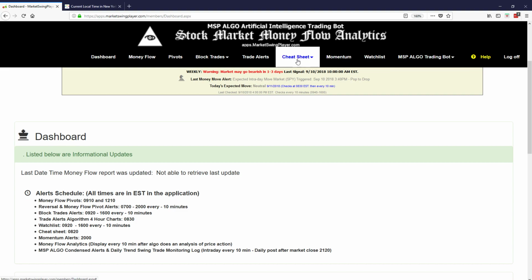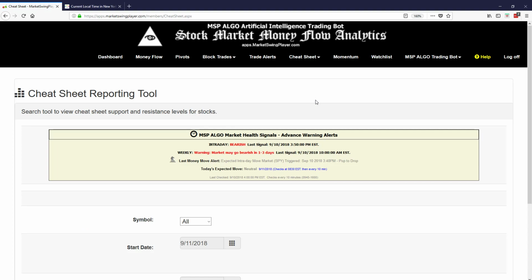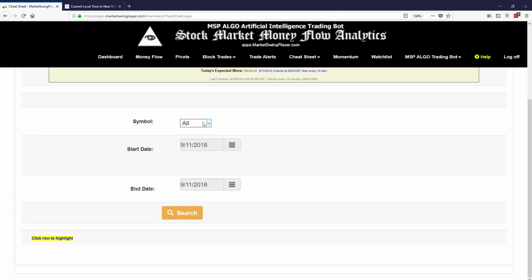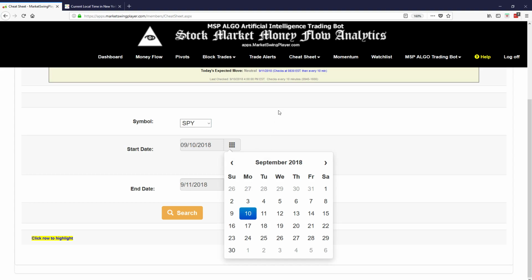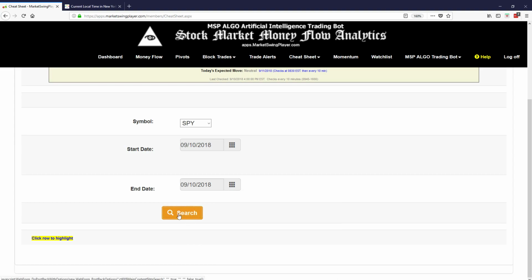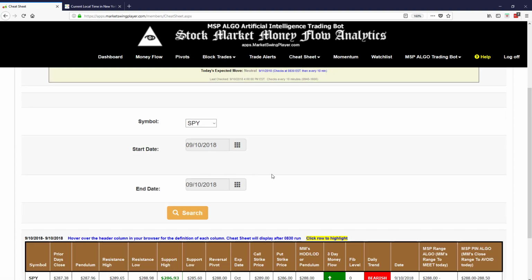And we're going to go to cheat sheet. And it says cheat sheet support resistance pin. So we want to get a gauge of what the market maker wants to do for the day. It doesn't matter if it's a pin day or not. This is an algo that is getting the range of what price has to do for the day. It's a really good gauge to know if price is going to pop or drop.